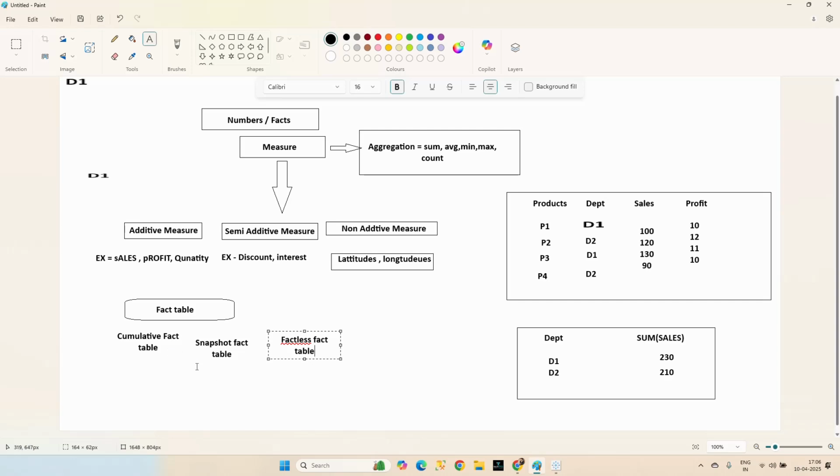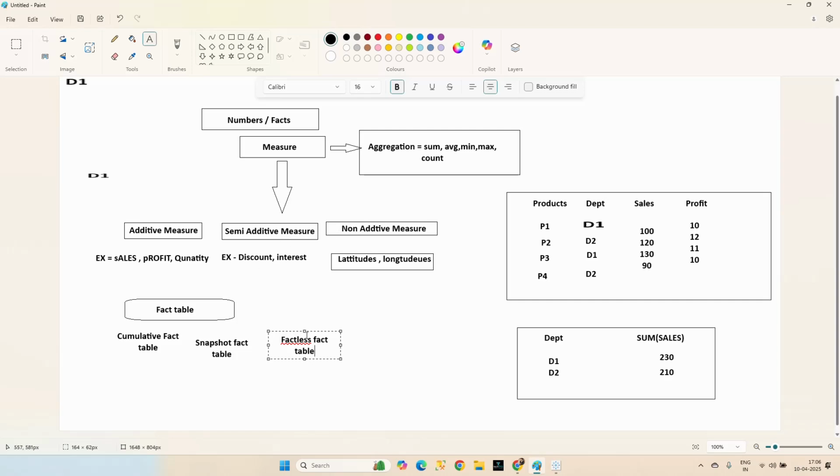Another one is snapshot fact table. If we have semi-additive and non-additive measures in the fact table, what is semi-additive? If you are applying aggregation on the measures, giving meaningful outputs for some of the measures, not for all, that is semi-additive. Non-additive is if you are applying aggregation on those measures, it's not giving a meaningful output. So a combination of semi-additive and non-additive we can call a snapshot fact table.